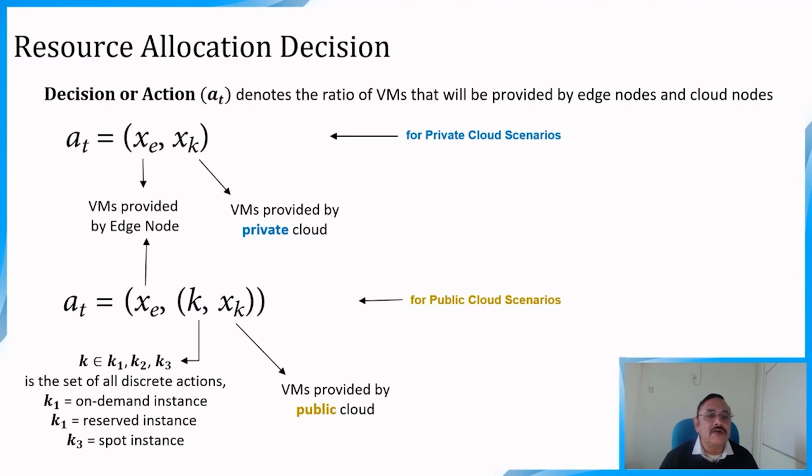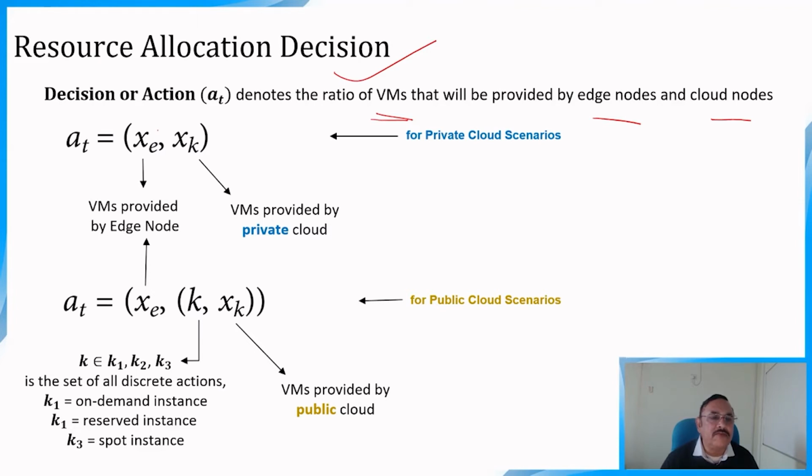Now, therefore, for resource allocation as a decision problem, we have to see the decision or the action, which denotes the ratio of virtual machines that will be provided by the edge nodes and the cloud nodes. So, that is the decision or the action A_t.